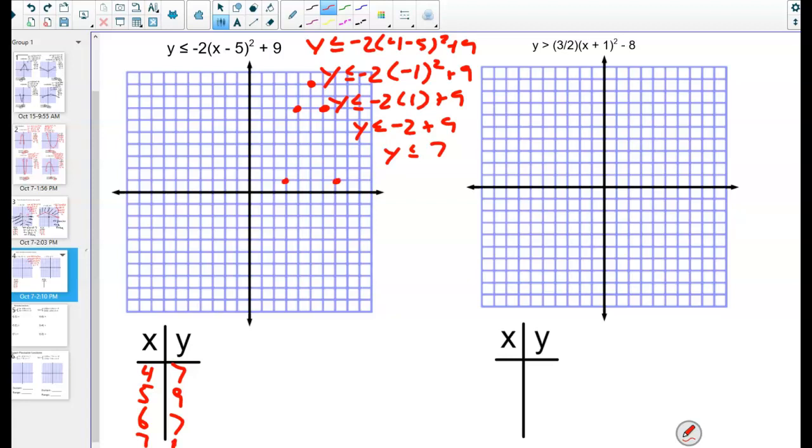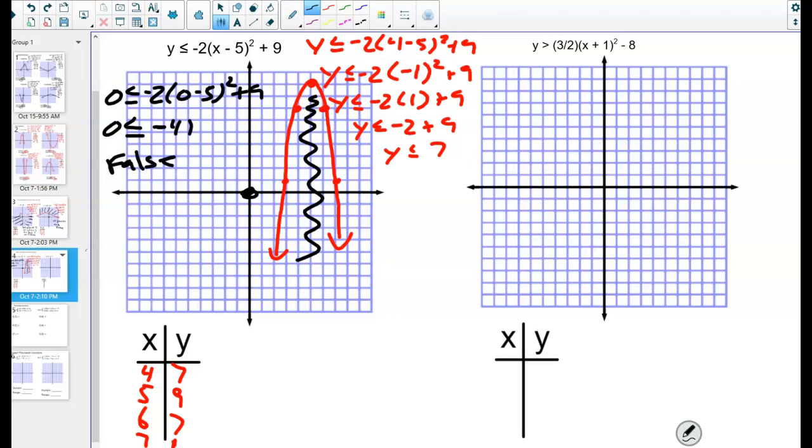And we can go the other way as well here. Okay? This is a solid line. My point 0, 0 is right here. 0 is less than or equal to negative 2 times 0 minus 5 squared plus 9. When you do that math, negative 5 squared is 25, times negative 2 is negative 50, plus 9 we get negative 41. That's false.